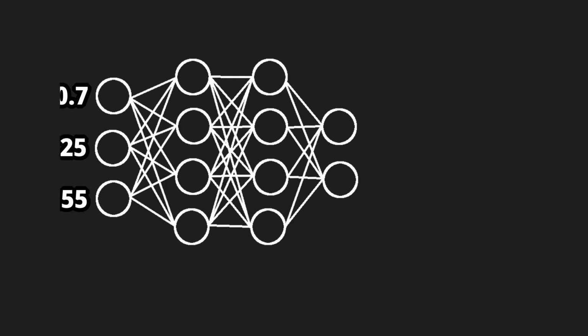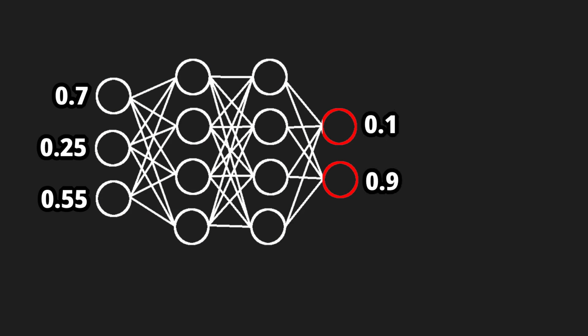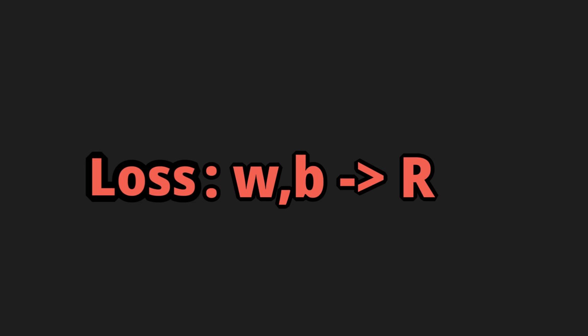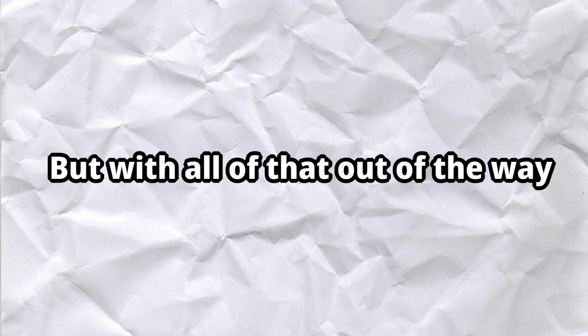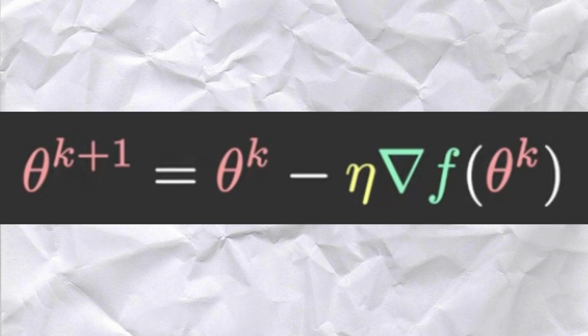Consider this network. It receives some input data, does its networking and returns something. We also know the expected output, and from this, we can calculate the loss, aka the mark. I'm using mean squared error, so the loss is the sum of the differences between the respective values squared. When training, we work with fixed samples and variable parameters, so the domain of the loss function is usually just the weights and biases. But with all of that out of the way, we can finally get to training, which is done with... oh... yeah.